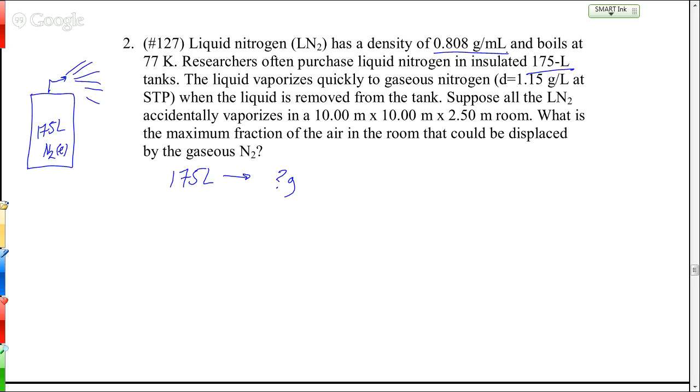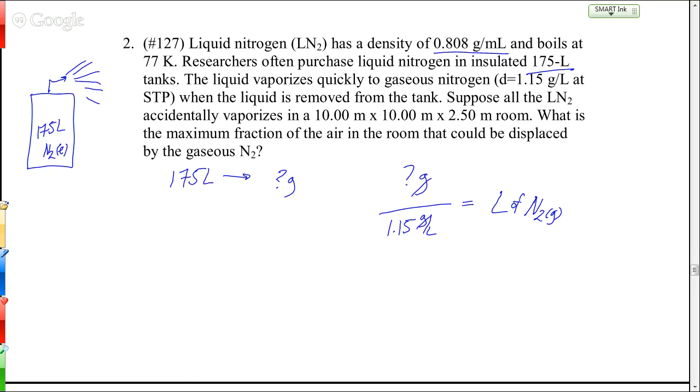So then when you have a certain number of grams, whatever that is, we'll say question mark of grams, we can now divide that by 1.15 grams per liter. Grams will cancel, and we end up with liters of nitrogen gas. And that's how much nitrogen gas is filling the room in liters.